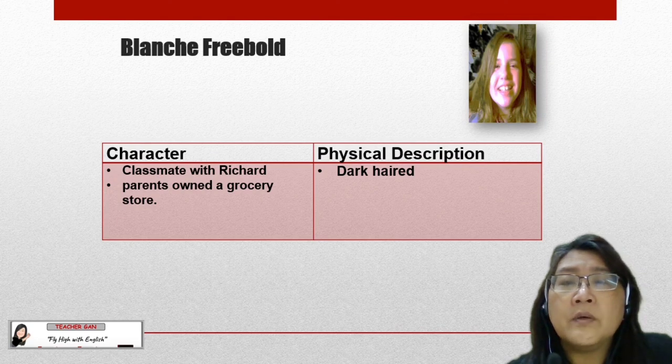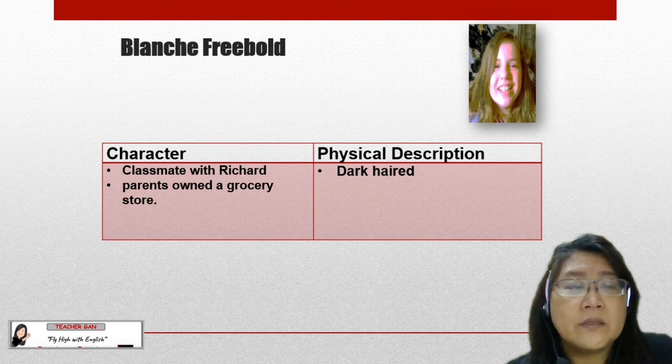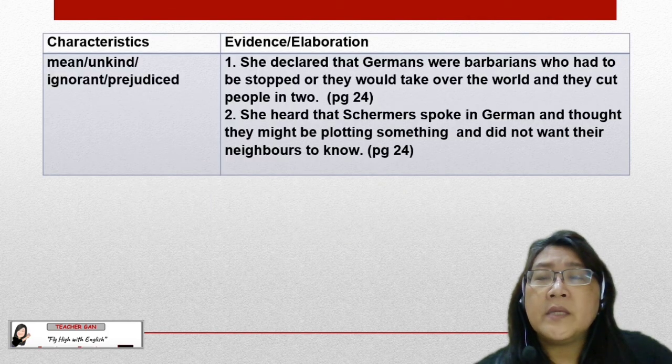Next, there is Blanche Freeboot. She was a classmate of Richard and her parents owned a grocery store. She is dark-haired. She has some negative characteristics: mean, unkind, ignorant, prejudiced. Evidence: she declared that Germans were barbarians who had to be stopped or they would take over the world and they cut people in two. She heard the Shermans spoke in German and thought they might be plotting something and did not want their neighbors to know.